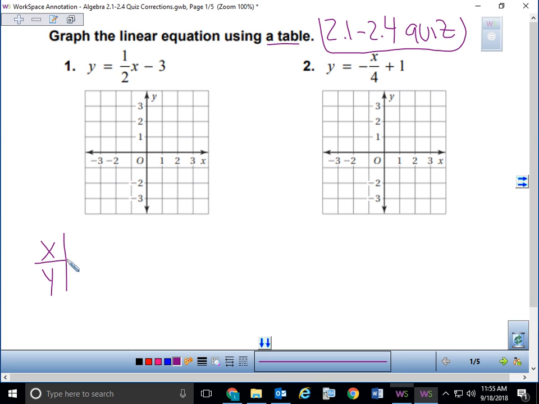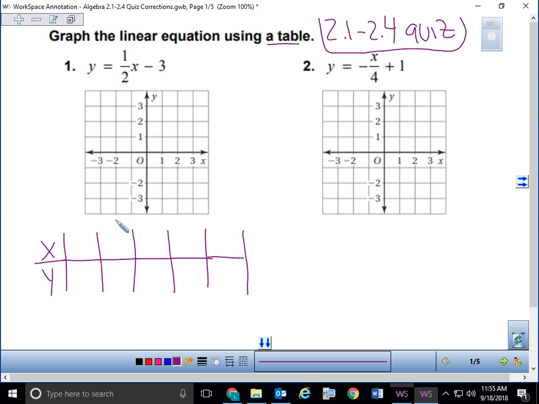If you remember in class, I told you to make 5 x values. You can choose your own, but you need to have some positives, some negatives, always have 0 in your table. The trick when you have fractions as your slope is to choose x values that are multiples of that denominator. So our denominator in question 1 is 2. That's the bottom part of your fraction. A multiple is the numbers that you can multiply.